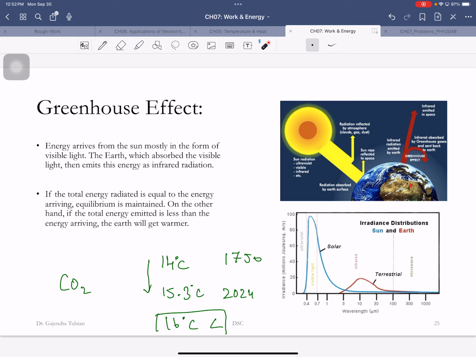Now, if you don't want to warm up, if you want to maintain a steady temperature, what should be true? Energy in equals energy out. Very good. Whatever you're getting in, that's what you want to emit. What that means is the area under this curve should equal the area under that curve. So if you emit less, you'll warm up. If you emit more, you'll cool down.